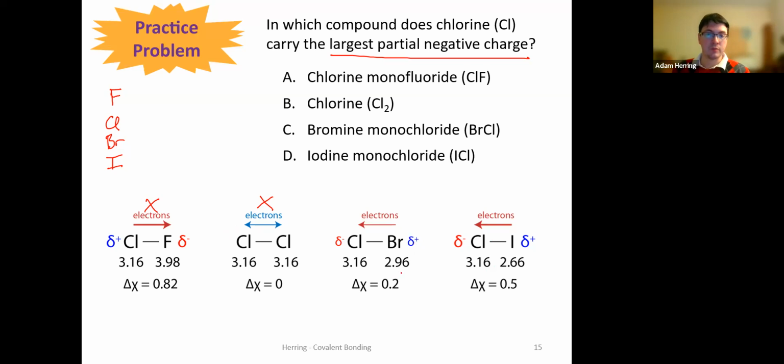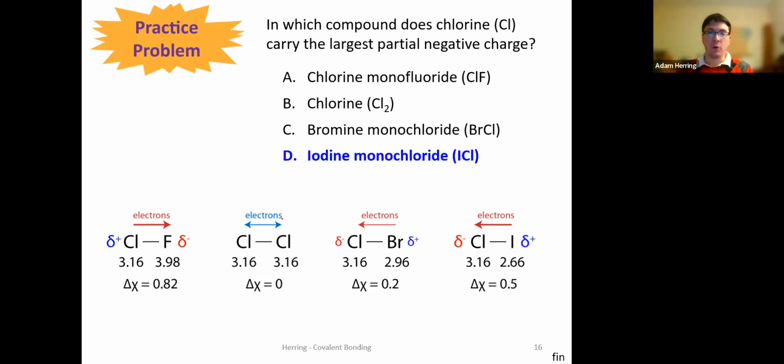For these other ones, if you knew the values, you could calculate and find the actual partial negative charge on each element. However, it's more important that you be able to recognize that because we're looking at a chlorine-bromine and a chlorine-iodine bond, the bromine's electronegativity must be closer to chlorine than the iodine's electronegativity is to chlorine. Therefore, there's a larger gap in electronegativities between chlorine and iodine. And therefore, that molecule has the largest partial negative charge on the chlorine.